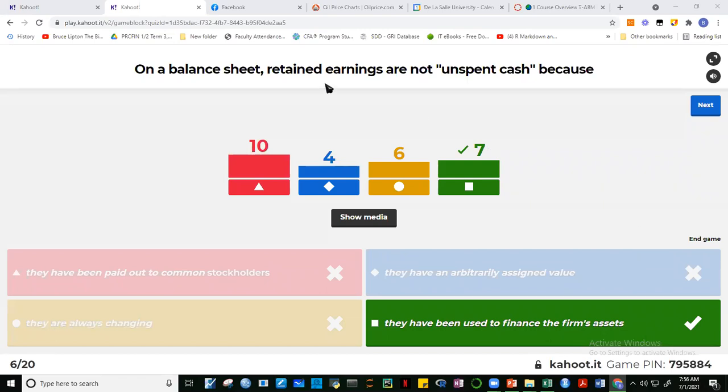So, si retained earnings, guys, hindi yan unspent cash. Okay, ginagamit yung retained earnings to finance the firm's assets. Saan nanggagaling yung retained earnings? Nanggagaling yan sa profit, guys, sa net income. Yung net income, ang pwedeng gawin dyan.